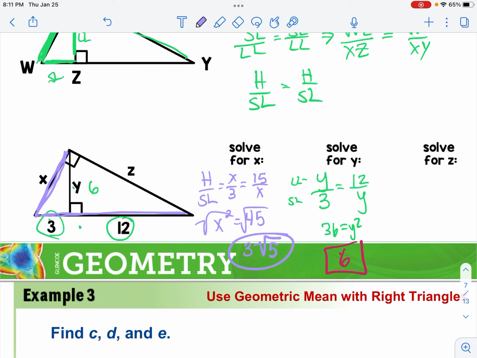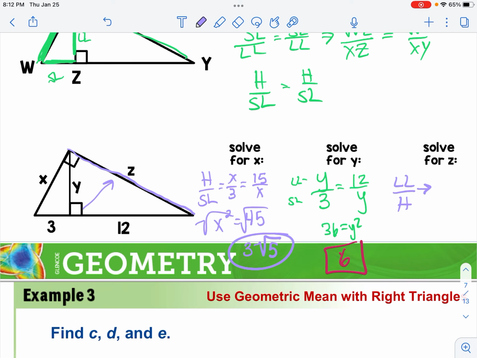All right, let's go on to the last one. For this one, I'm going to go ahead and erase everything we have on there so far. And let's go with my long leg, because I'm solving for z, this is a long leg on this one. It is also a hypotenuse on this one. So I want to use long leg and hypotenuse. Long leg over hypotenuse.